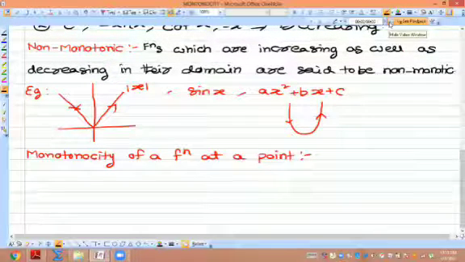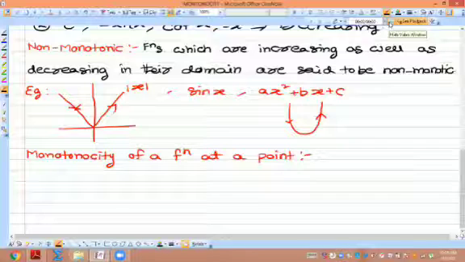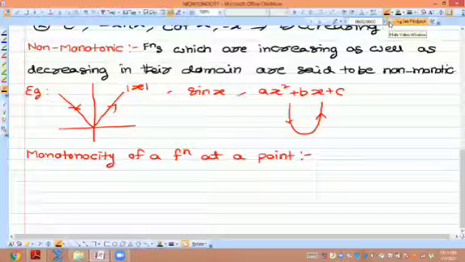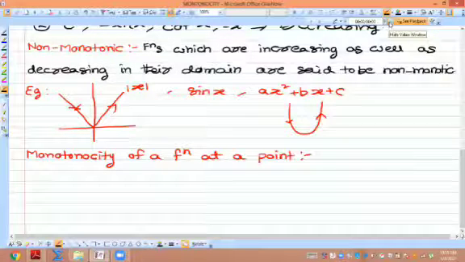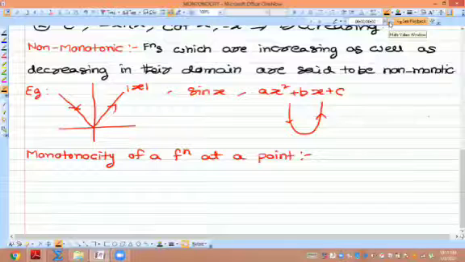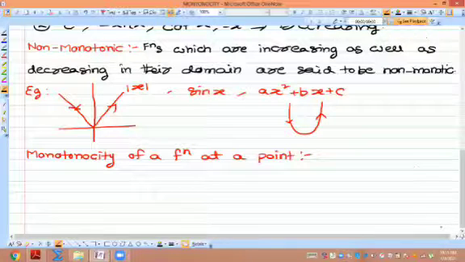So keep this heading: monotonicity of a function at a point. See, till now we discussed the monotonicity in its domain. Now, what happens when we are discussing at a particular point? Monotonicity of a function at a particular point.